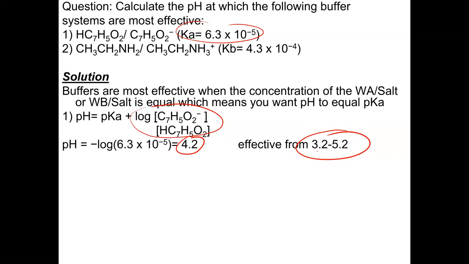So if they ask you which one of these buffers is best if you want to maintain a pH of 5, you would pick this. Which one's the best if you want to maintain a pH of 3.6? This. What if you want to maintain a pH of 12? Not this, because it's not going to work. It only works between 3.2 and 5.2.